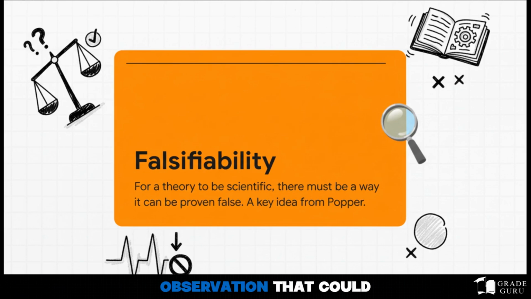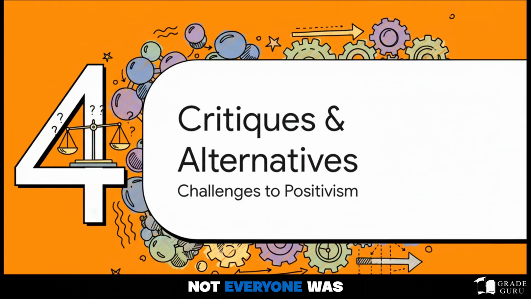If there's no possible observation that could ever disprove your theory, well then it's just not science. But of course, not everyone was on board with this super scientific approach. I mean, is society really that neat and tidy? A lot of thinkers said no way, arguing that the social world is way too complex for these kinds of rigid rules. So let's dive into the main challenges to positivism.